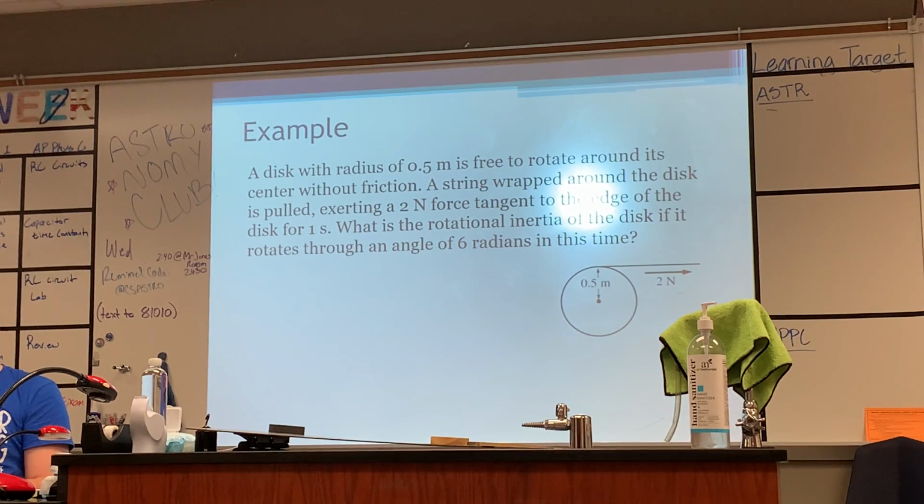So again, I gotta go through this and identify everything that I'm being given. I'm being asked to find the rotational inertia, right? What is I? That's what I'm being asked to find. What is this quantity here? What variable is that? Theta. It's either theta or delta theta.